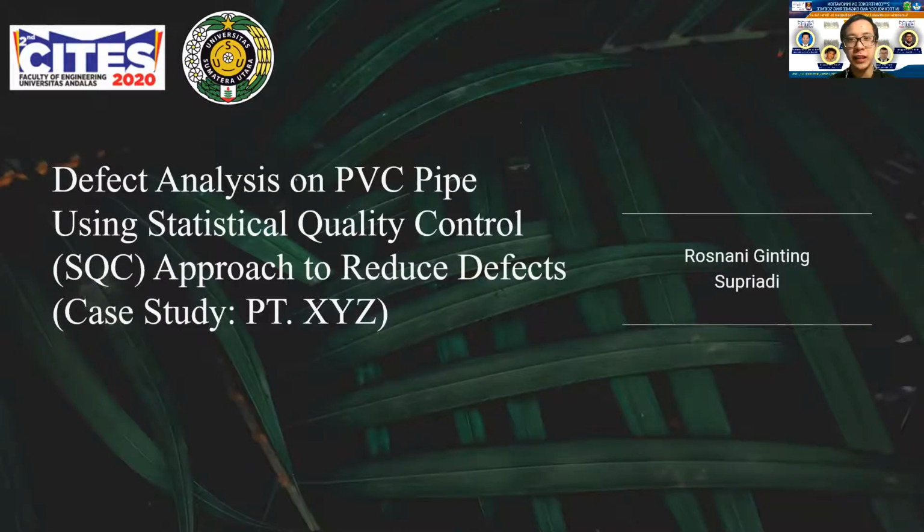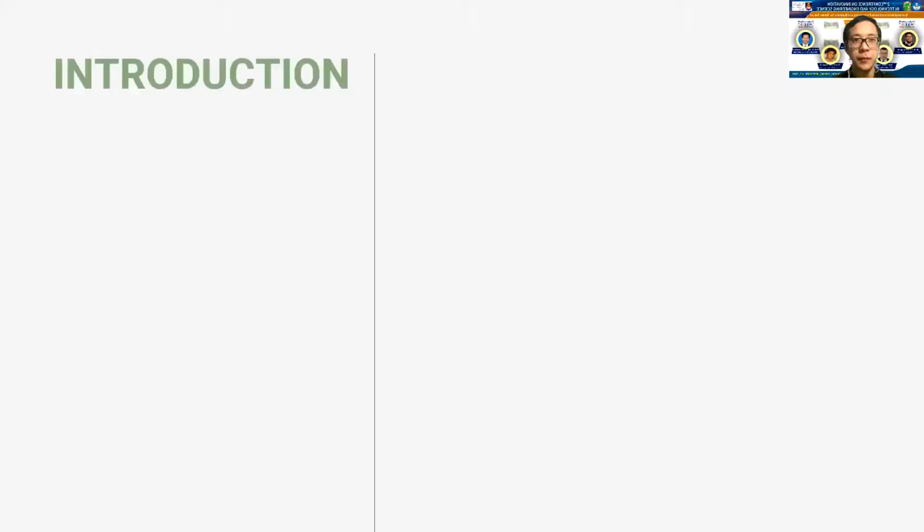My name is Supriadi. I'm the co-author of this paper, of which the first author is Mrs. Rosnani Ginting. The title of this paper is Defect Analysis on PVC Pipe using Statistical Quality Control (SQC) approach to reduce defect. Case study PT SYZ. So let's begin with the introduction.